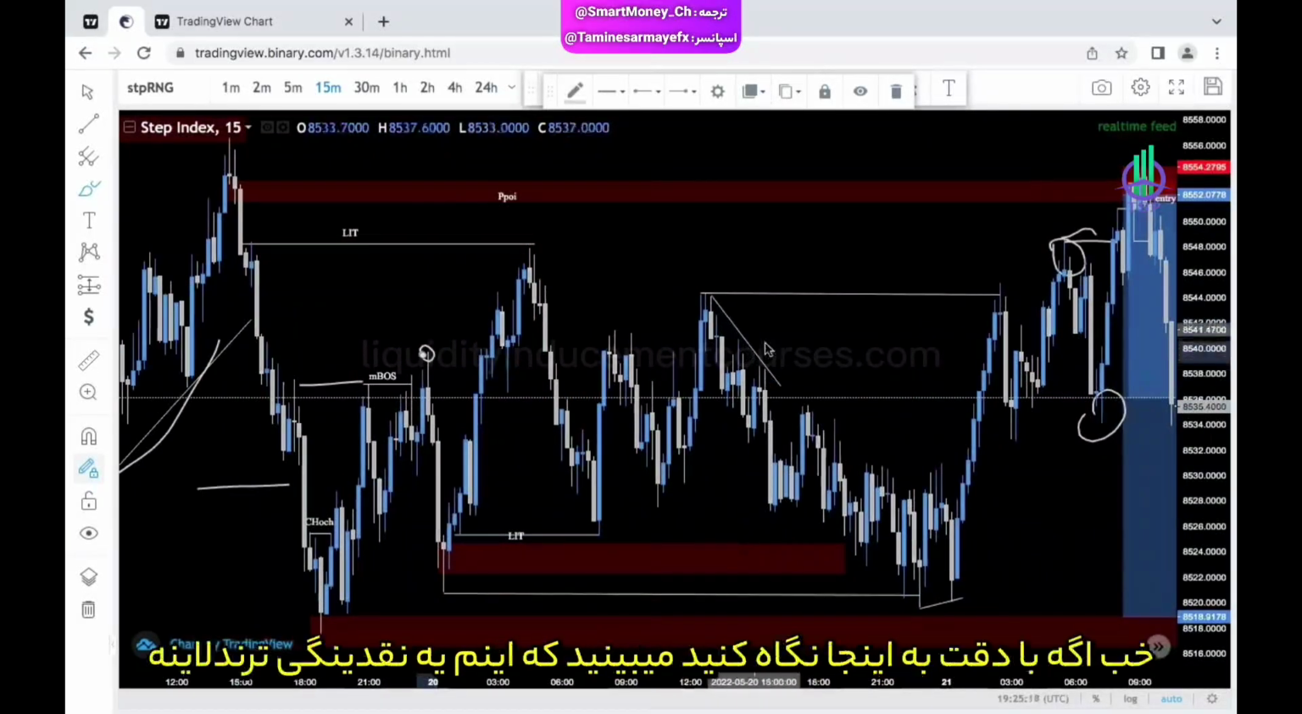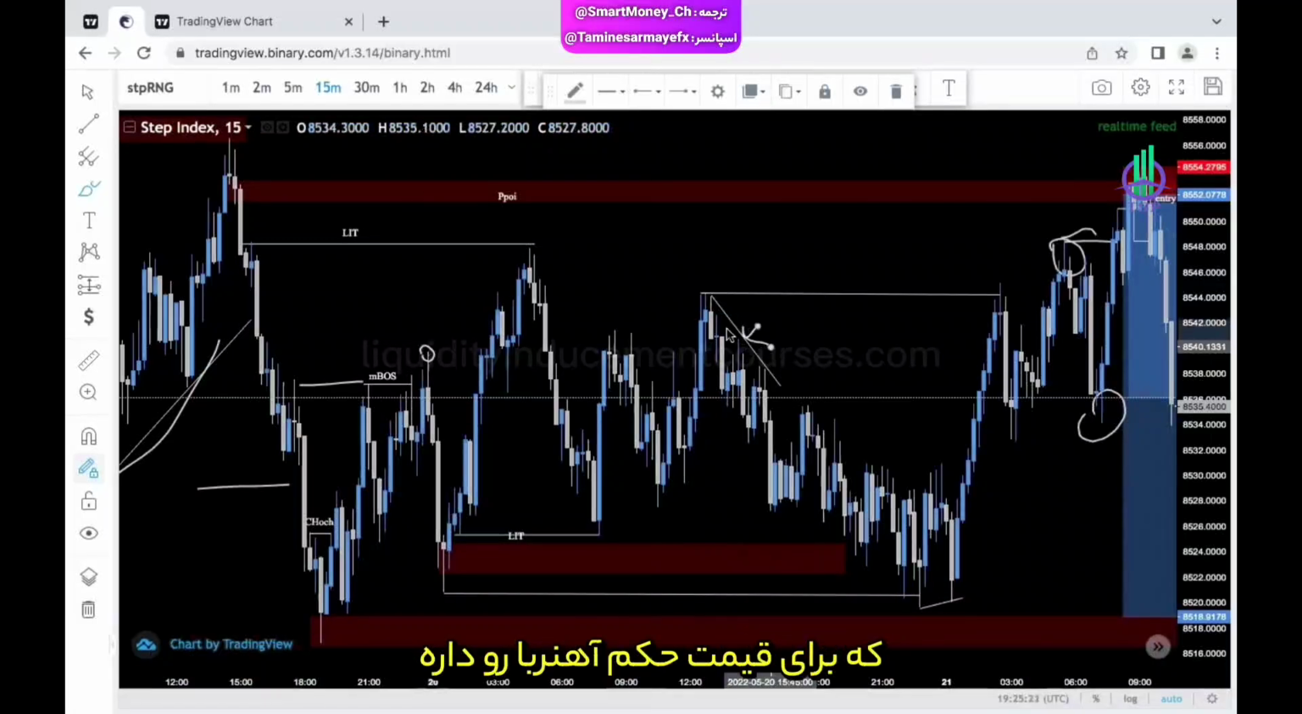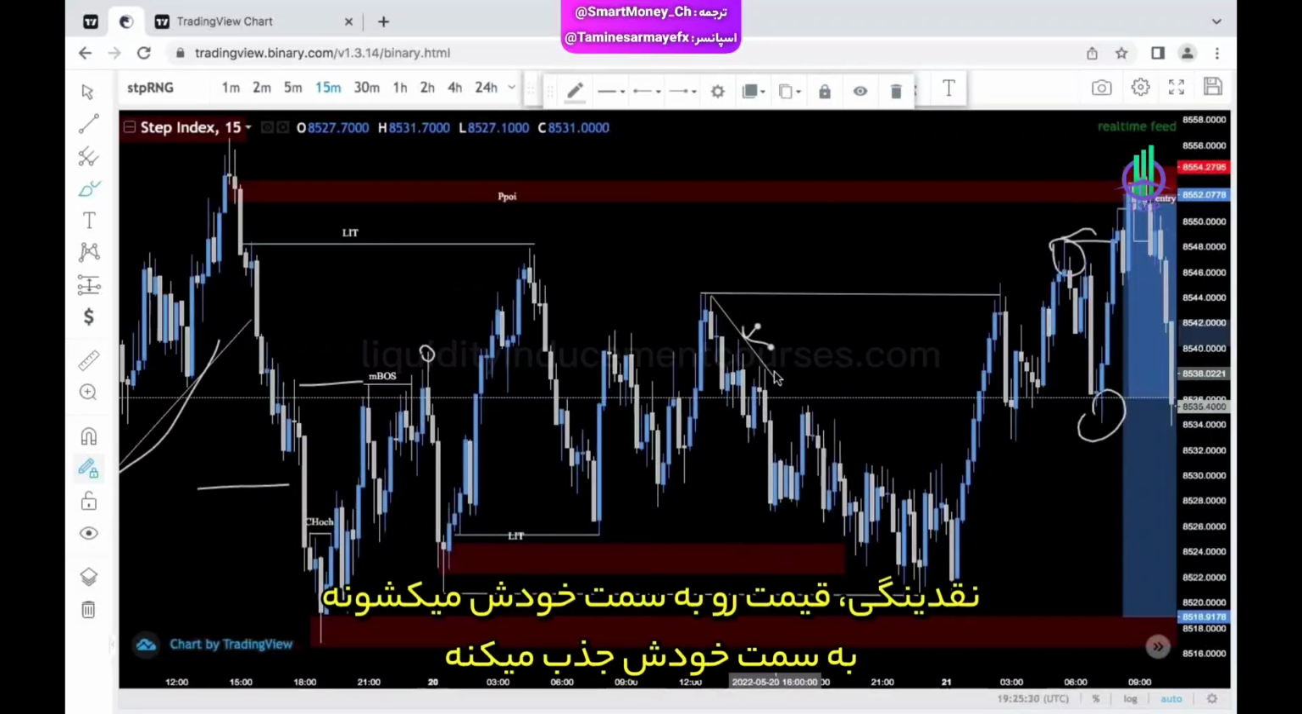Okay, now if you look at this carefully, you can also see that this here is also a trend line phantom, which is a magnet to price. Price is attracted to liquidity. Liquidity draws price. Liquidity interests price.